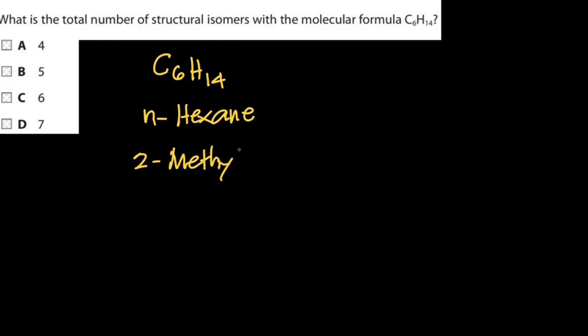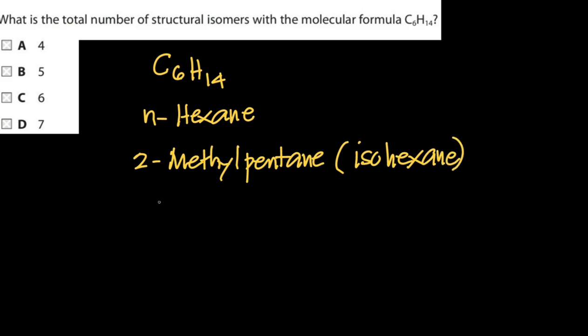What is the total number of structural isomers of the molecular formula C6H14? So this is hexane. Right? For hexane, we have the hexane or n-hexane. Then we have 2-methylpentane or isohexane. Then we have 3-methylpentane.